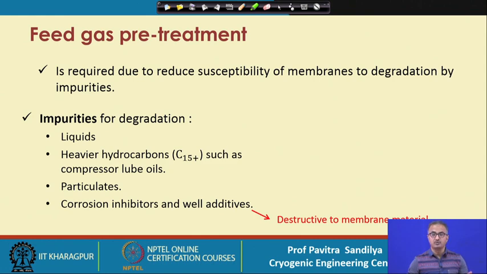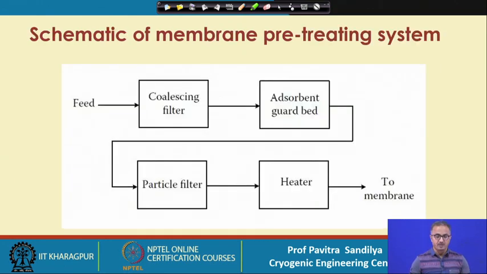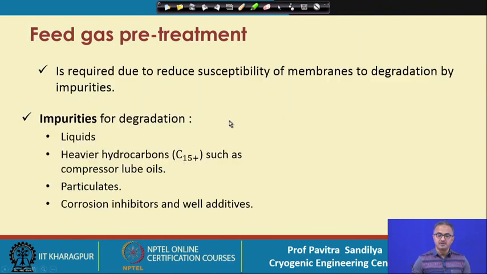So, that is why, to remove all these things, we need to pre-treat the feed before it is allowed to go to the membrane module. Now, here we have a typical membrane system configuration. The feed comes here, then we have all these filters, mechanical filters and adsorbent filters, used for first pre-treating the feed, and then it is heated, and then it goes to the actual membrane module. So, these are the pre-treating systems.